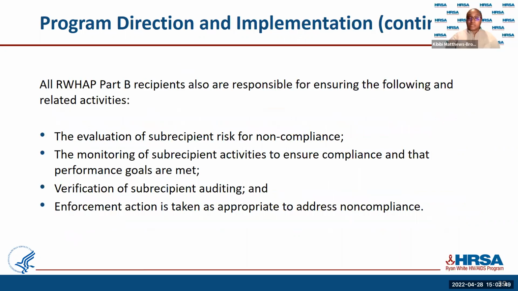Next slide, please. So program direction and implementation. Next in this section, what you'll see is it says all Ryan White Part B recipients are also responsible for ensuring the following and related activities. So evaluation of your subrecipient's risk, monitoring your subrecipient activities to make sure not only are they compliant, but that they are achieving their performance goals that have been agreed upon. You have a responsibility to verify the audits, and then you need to take enforcement action where appropriate to address any non-compliance issues that come up with your subrecipient.